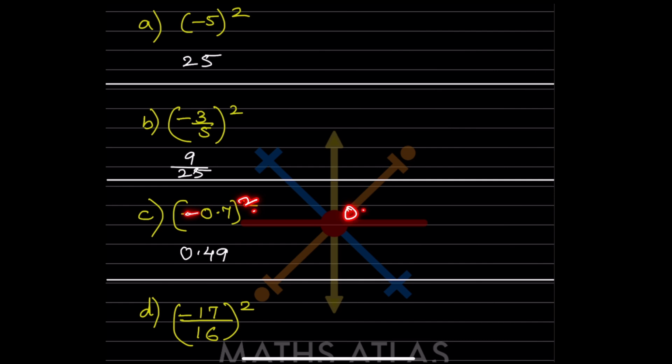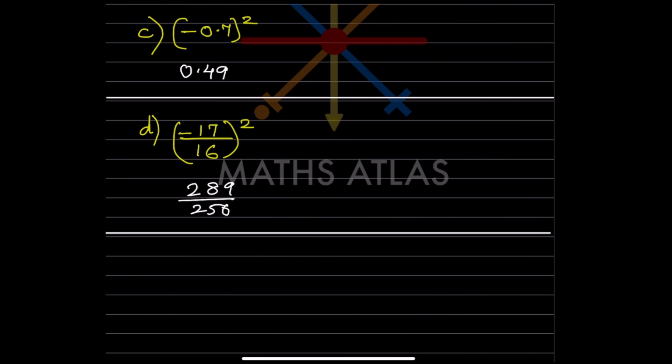Now this is also going to be positive, because that is a square. Plus 0.7 into 0.7, so that is going to be 49. But this has one digit after the decimal, so 1 plus 1 is 2. So we go backwards 2 places and put a decimal, so 0.49. Now again this minus, but this is 2 times, so that is going to be positive. So 17 square, 17 into 17, is 289, and 16 square, 16 into 16, is 256.